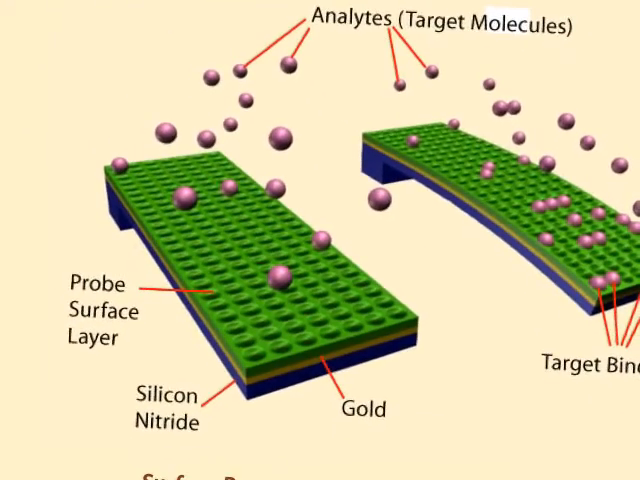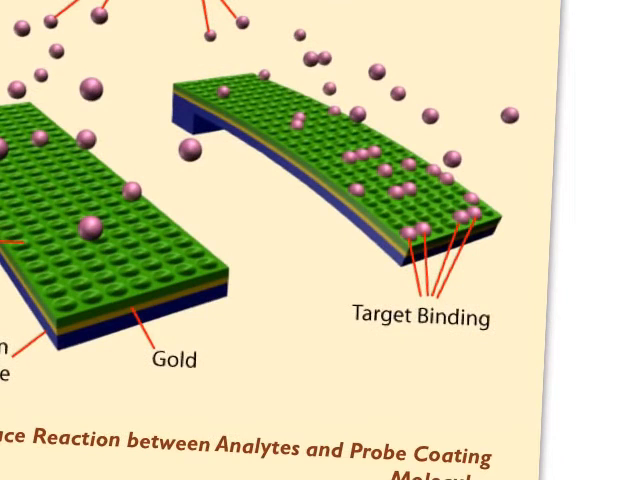Okay, you have a surface, right? It's got a certain type of probe on it. Only these purple balls stick to it. Those are the analytes, the target molecules you're looking for. If these things are in the environment, they'll stick to the surface and change the way the surface acts. And they'll bind. Only the ones you're looking for will bind to this surface. Anything else out here won't, because it doesn't have the right chemistry. So you can make it very specific.